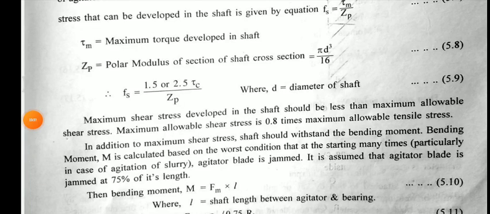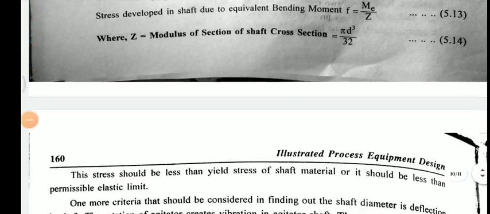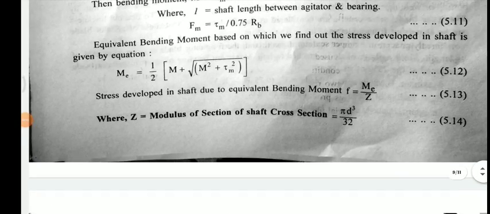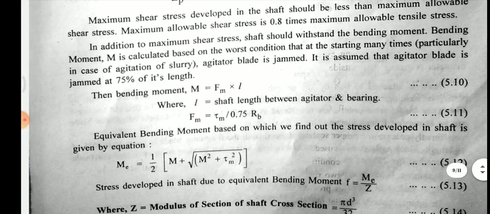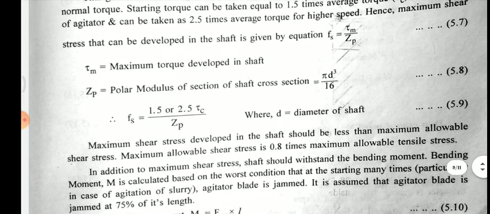The other modulus of cross section will be for the bending moment, and these other types of stress, shear stress, will be created in the vessel. So this will be discussed in the next lecture.